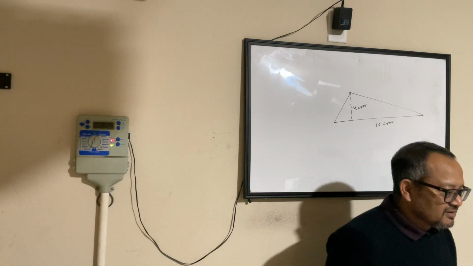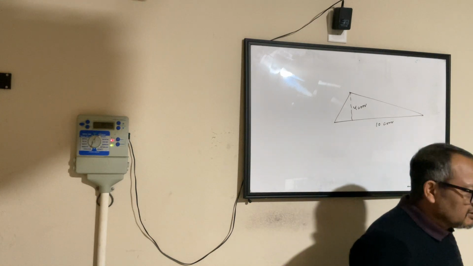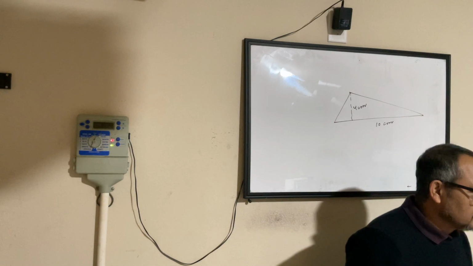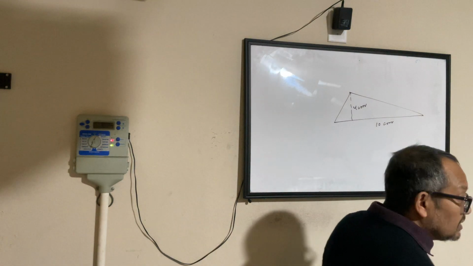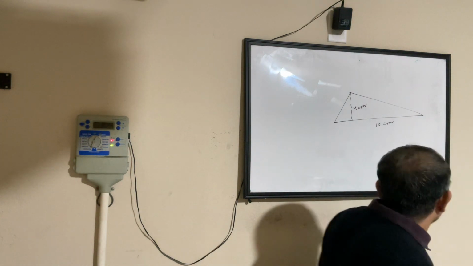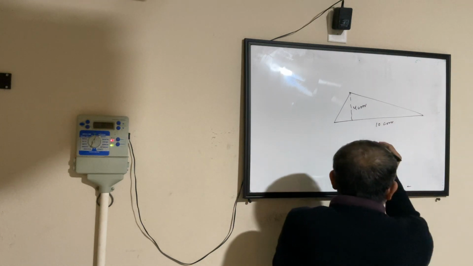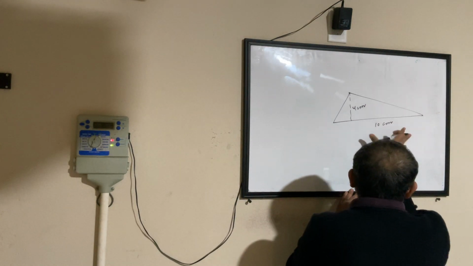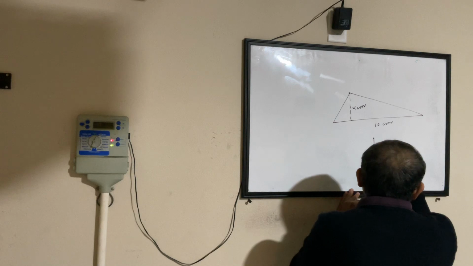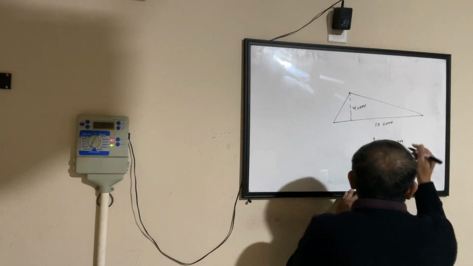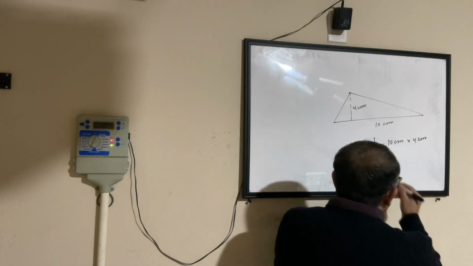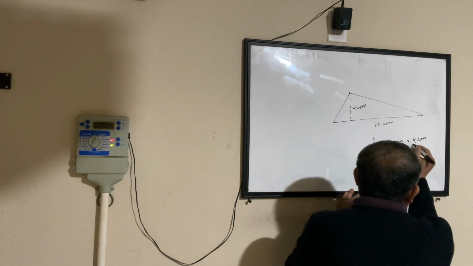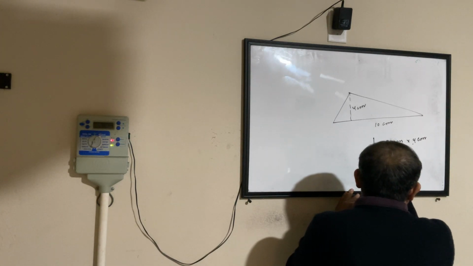Yeah, Nihan. 20 centimeters square. Yeah, Kanya, same answer? Same answer. 70 centimeters? No. It will be half into base into height. What is my base? 10 centimeter. What is my height? 4 centimeter. So this becomes 10 into 4, 40 divided by 2, that is 20.